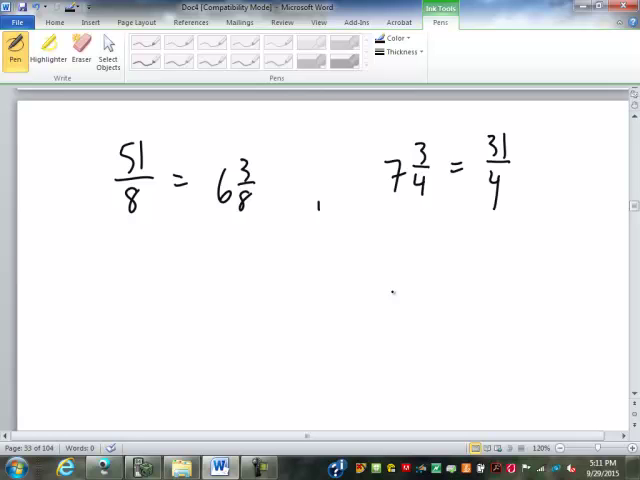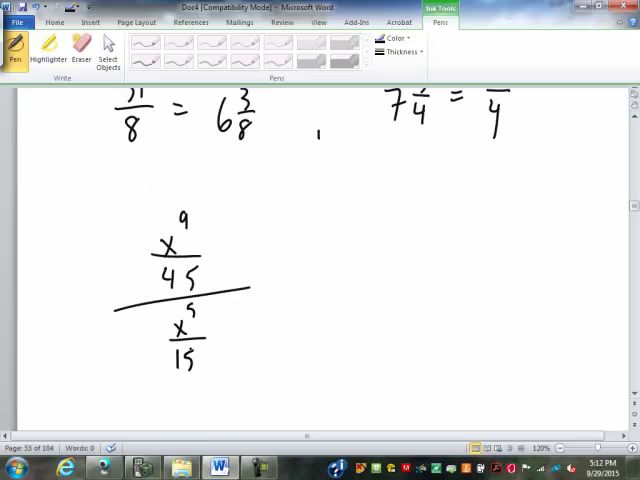Solving equations, basic equations like we looked at tonight. Ones with fractions, ones without fractions. You might have something like this. X to the 9th over 45 over x to the 5th over 15. How would you solve something like that?